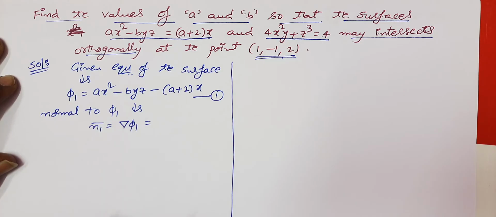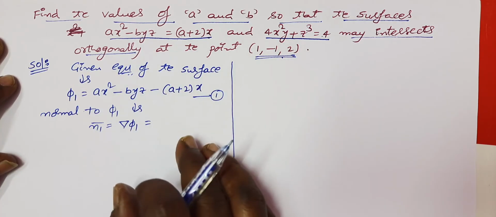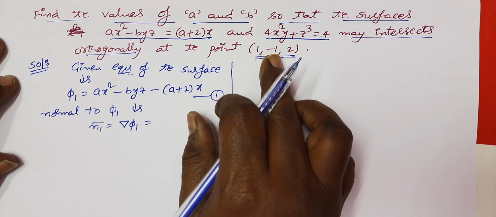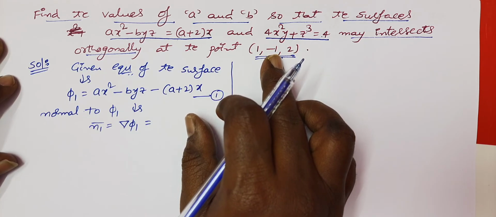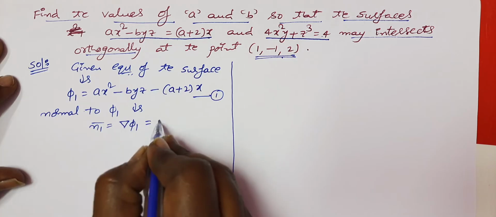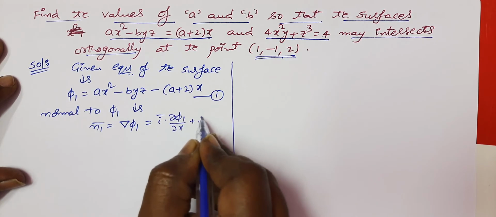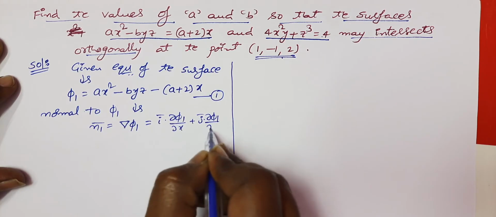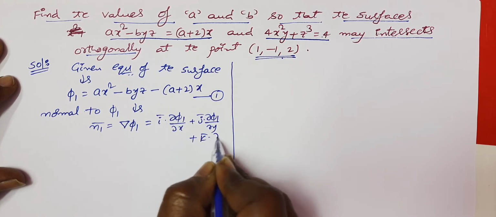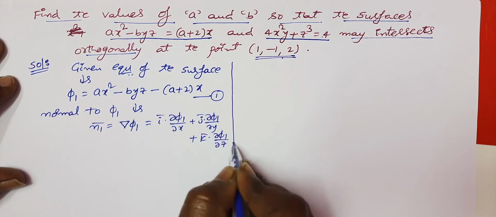Okay, first of all we have to find the normals to both surfaces at the given point. After that we can use the perpendicularity condition. So i bar into dou phi 1 by dou x, plus j bar into dou phi 1 by dou y, plus k bar into dou phi 1 by dou z.